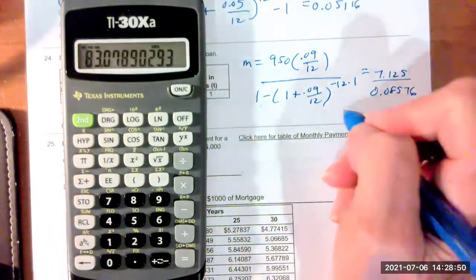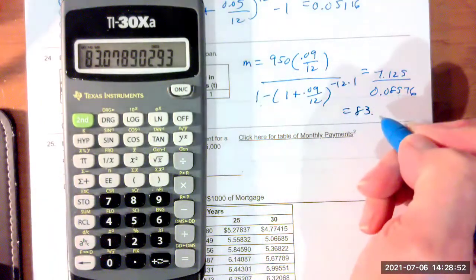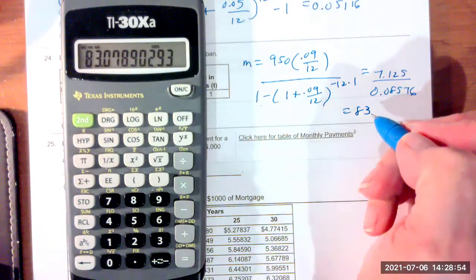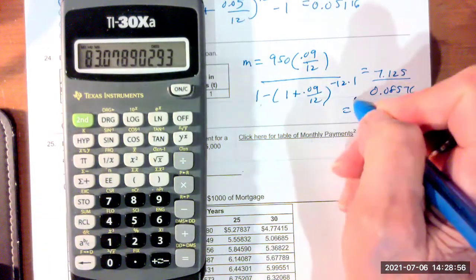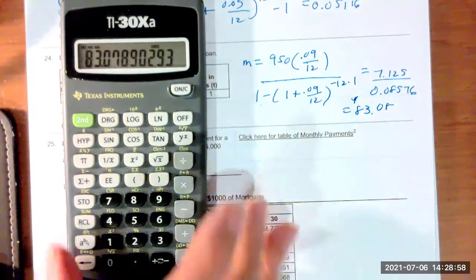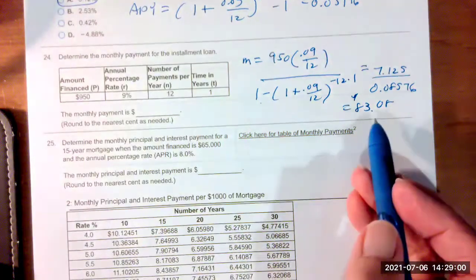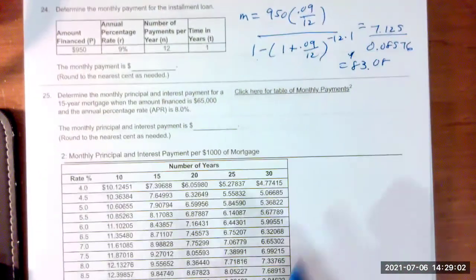And I get $83 and looks like 8 cents when I round it off to 2 decimal places because we're talking about money. So the monthly payment there would be $83.08.